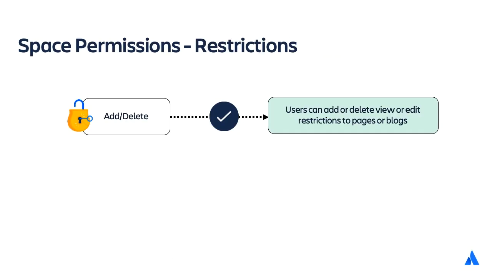The final set of space permissions is the add delete restrictions permission. The add delete restrictions permission grants users the permission to add or delete restrictions on pages and blog posts. So if you don't want users to be able to restrict content in your space, do not grant users or groups of users the permission to do so. This brings us quite neatly to the final area of managing permissions, page restrictions.